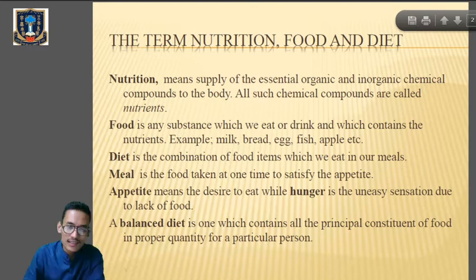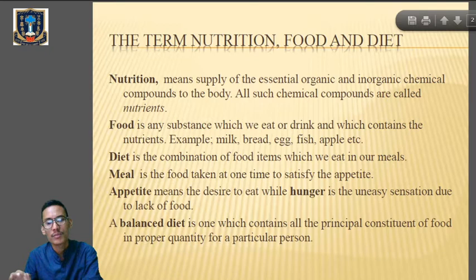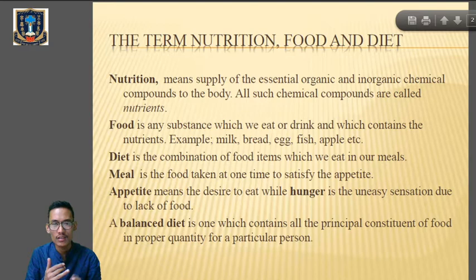And what is balanced diet? A balanced diet is the one which contains all the principal constituents of the food in proper quantity for a particular person. Here you will find the meanings of nutrition, nutrient, food, diet, meal, appetite and balanced diet. So what is nutrition? It is the essential supply of organic and inorganic chemical substances to the body, which are known as nutrients. Those nutrients should be present in the substances which we eat or drink, which is called food.